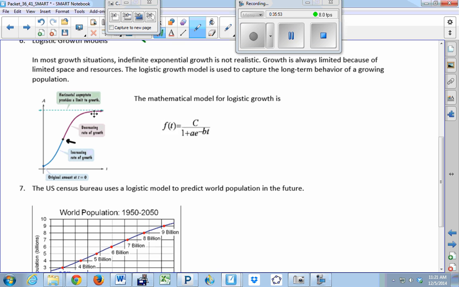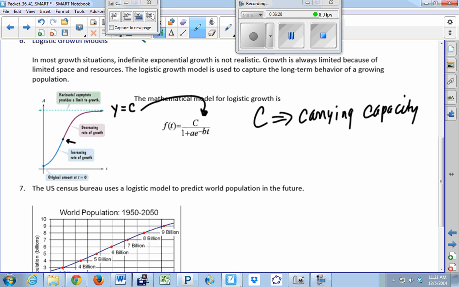And eventually it approaches long-term behavior. As t gets bigger and bigger, it's approaching this sort of upper limit, a limit to the growth. So that's your horizontal asymptote. And the equation for that asymptote is y equals c. Where you find that value of c is in the numerator of your logistic growth model. C represents the carrying capacity. That's what we call that horizontal limit to growth for a particular population.